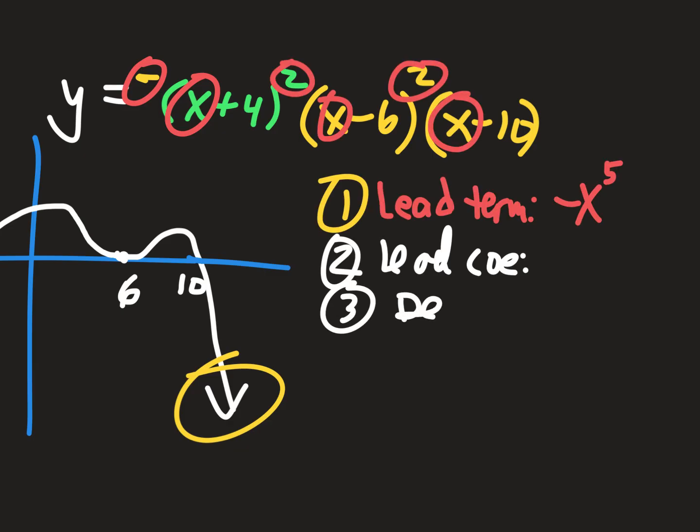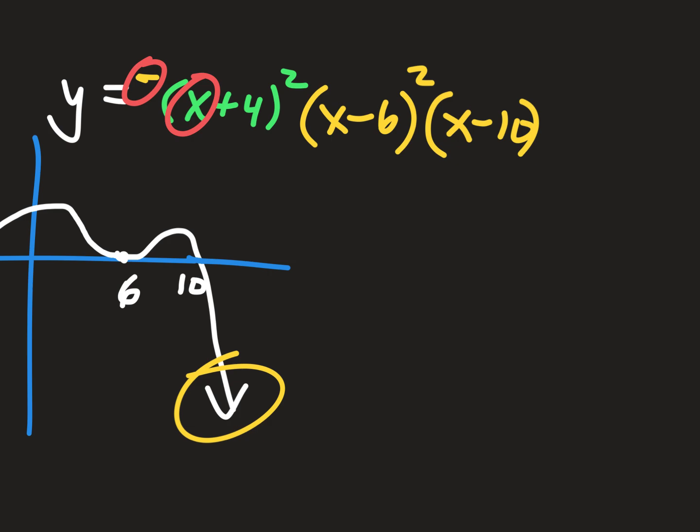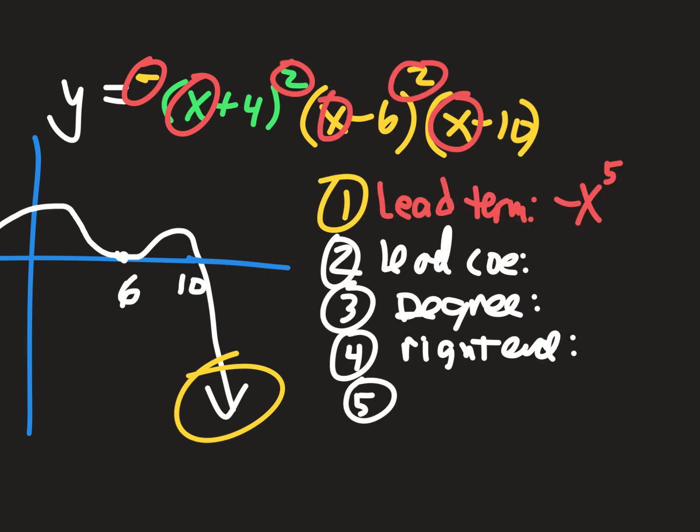What's the degree? What's happening on the right end? Is it going up or down? And on the left end?